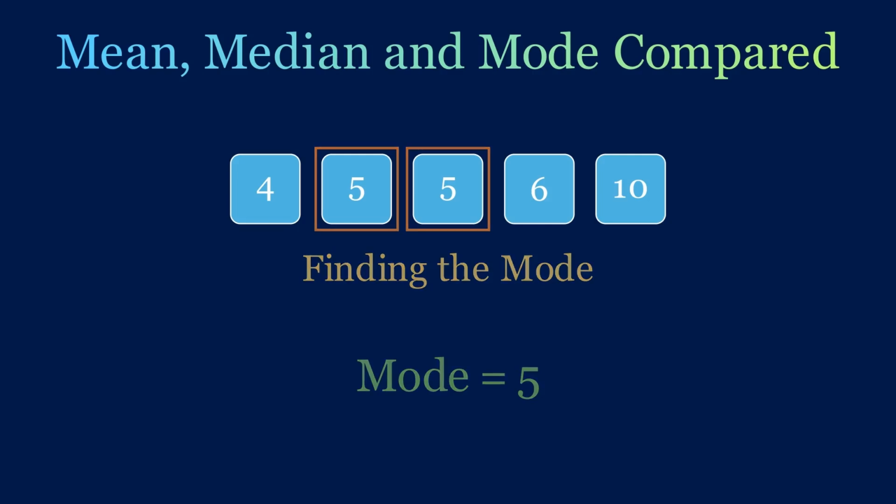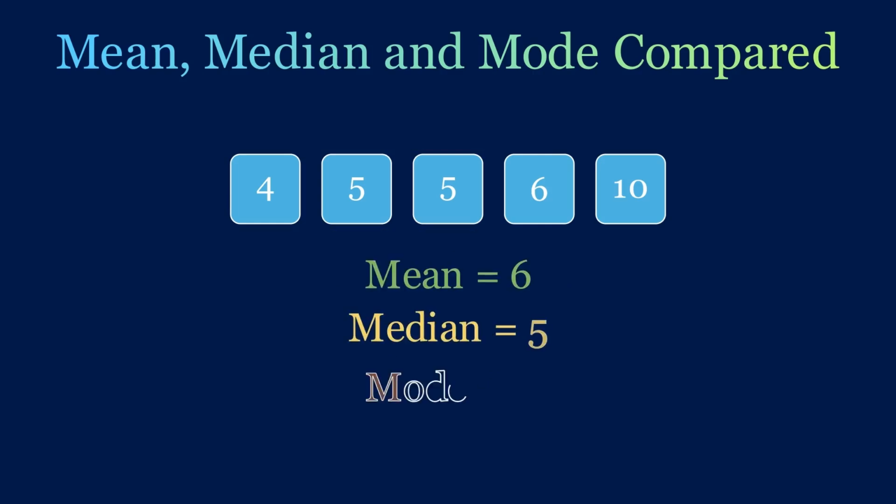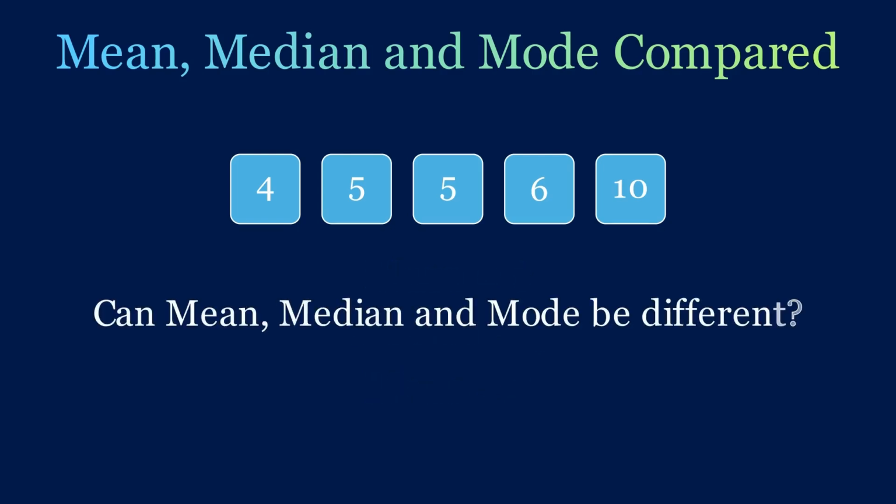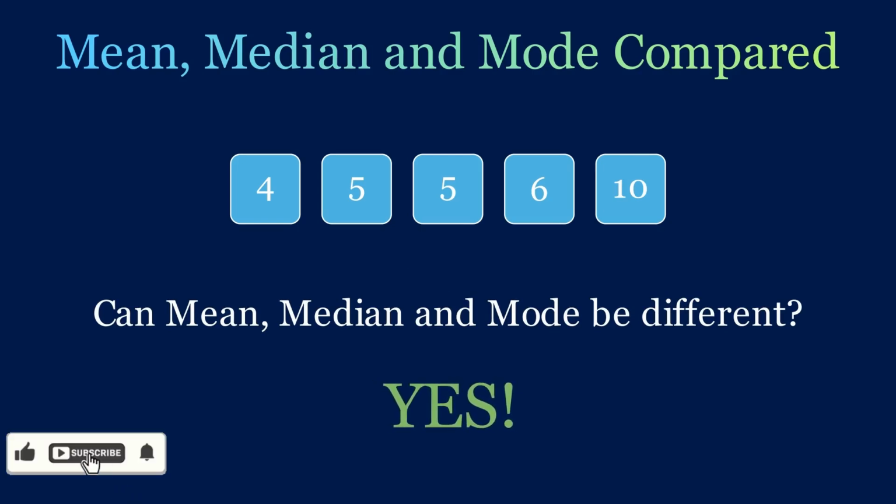Let's compare our answers. Mean equals 6. Median equals 5. Mode equals 5. Notice that the mean, median, and mode are not always the same. Sometimes they can be different, and sometimes they can be equal. That's why it is important to know how to find each one correctly. Excellent work. Let's continue.